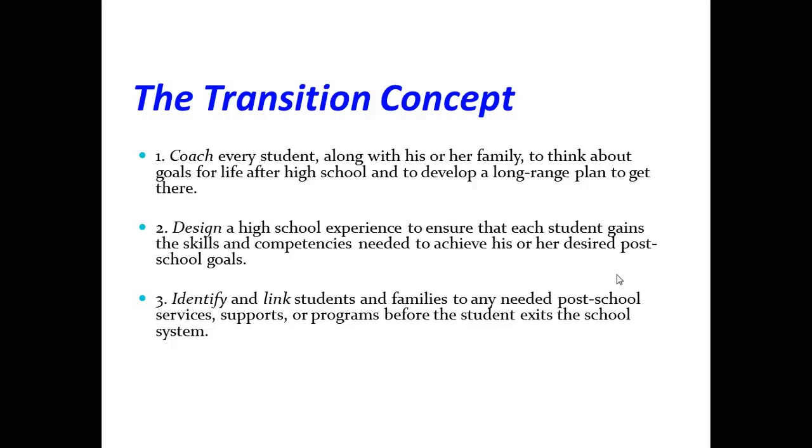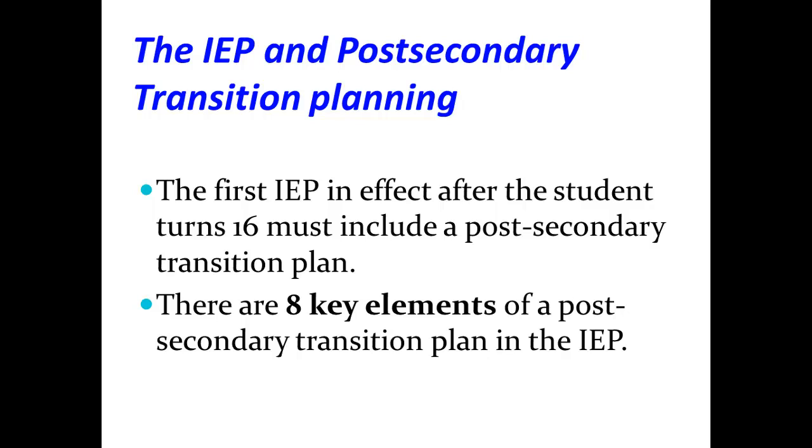1. Coach every student along with his or her family to think about goals for life after high school and to develop a long-range plan to get there. 2. Design a high school experience to ensure that each student gains the skills and competencies needed to achieve his or her desired post-school goals. 3. Identify and link students and families to any needed post-school services, supports, or programs before the student exits the school system. The first IEP in effect after the student turns 16 must include a post-secondary transition plan.